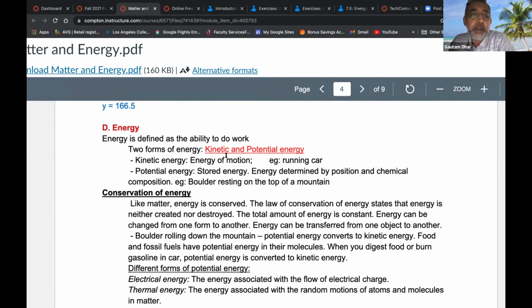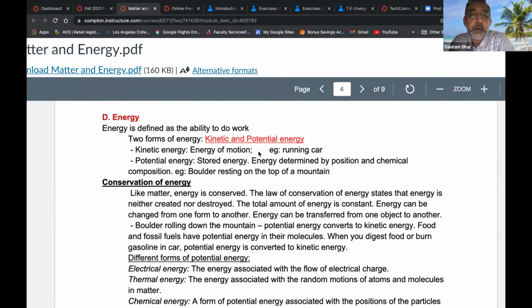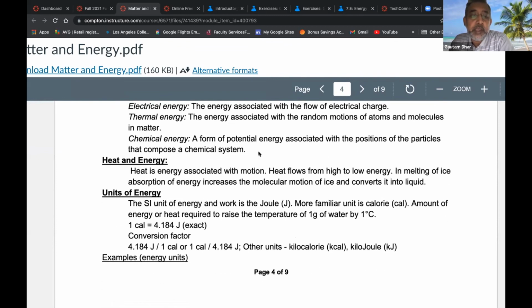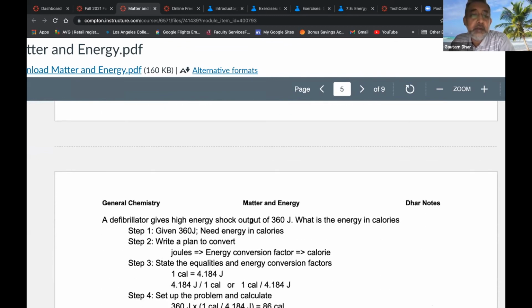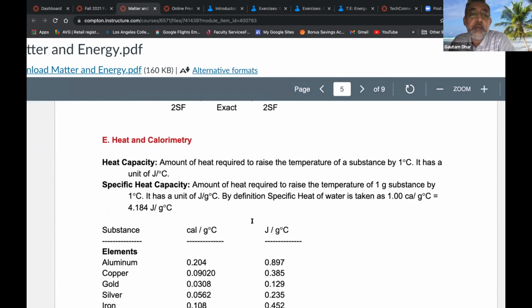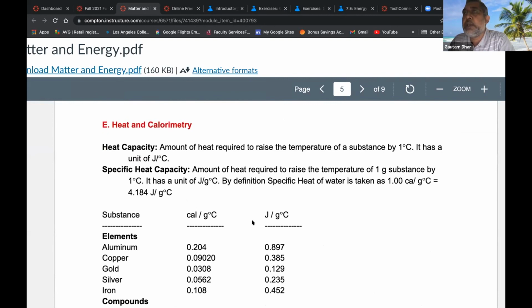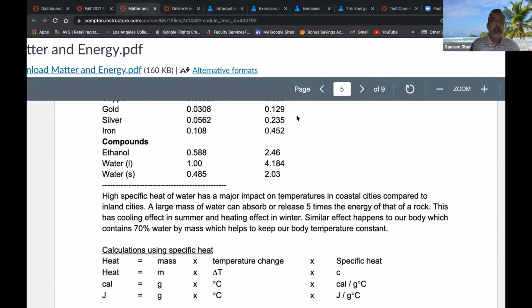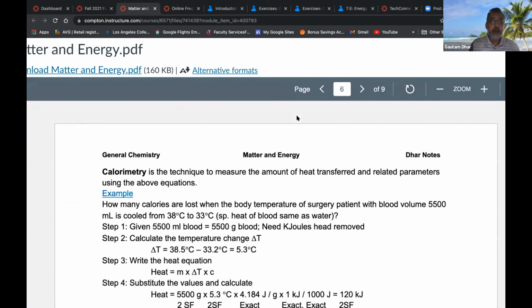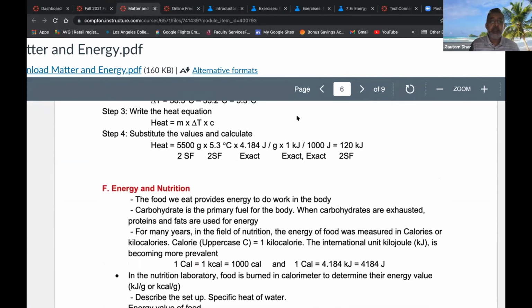And this is what I want to point out: energy, kinetic, potential, the conservation of energy, units of energy, and the conversions, and then heat and calorimetry. Calorimetry is what we actually saw in the video, that when you are taking water and adding hot metal into it, you are doing calorimetry. So calorimetry is basically a technique of measurement of heat. And then energy and nutrition.